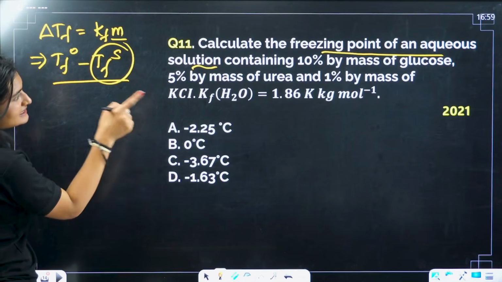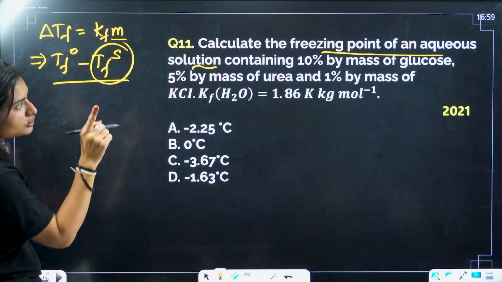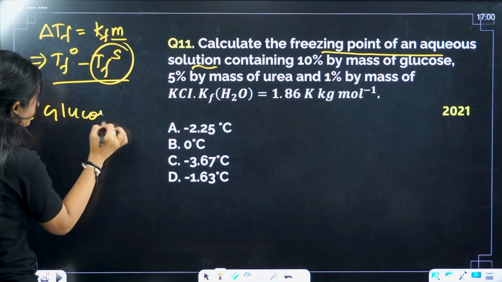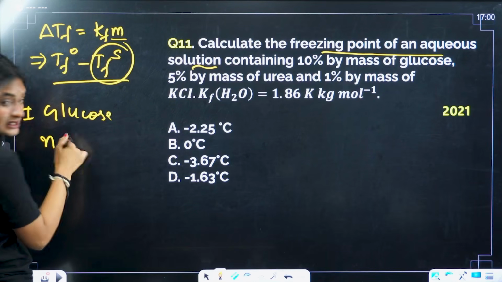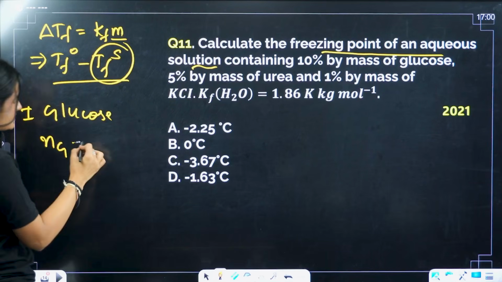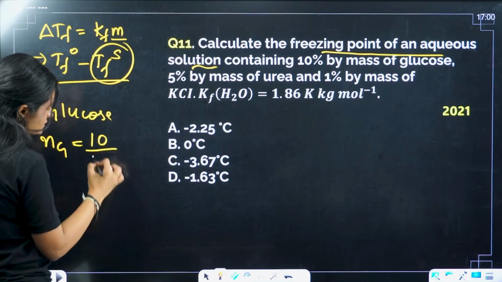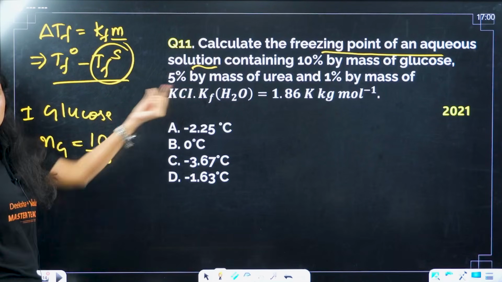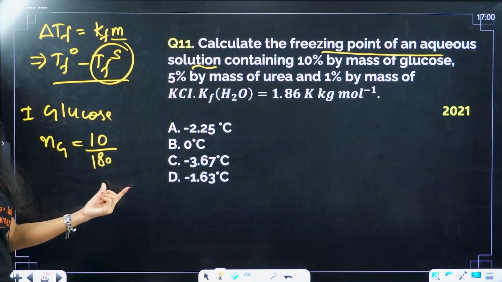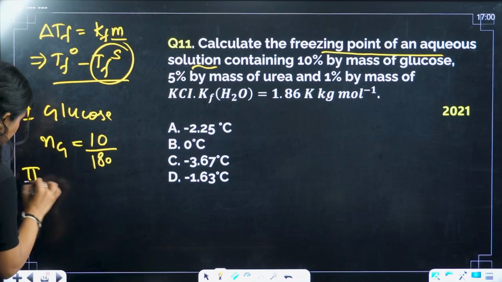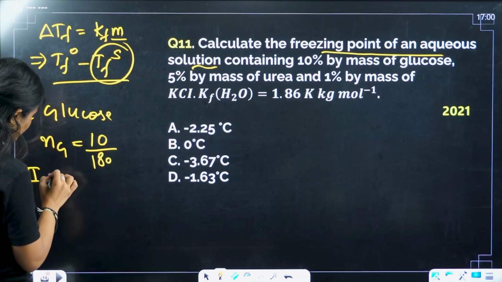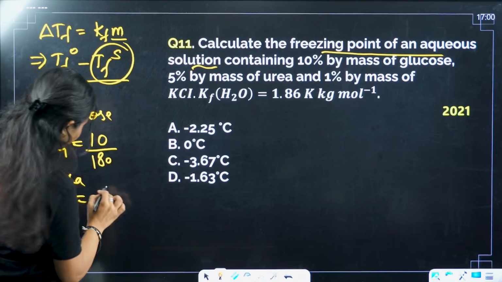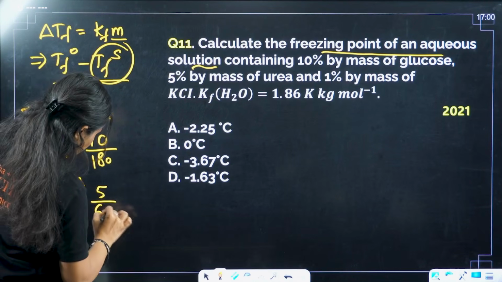So first, let's calculate the number of moles of all of these. Let's start with glucose. The number of moles of glucose: glucose is 10% by mass. That means 10 gram of glucose is dissolved in 100 gram of solution. What is the molecular weight of glucose? 180, right? Second, urea. For urea also, the number of moles of urea will be 5 by 60.